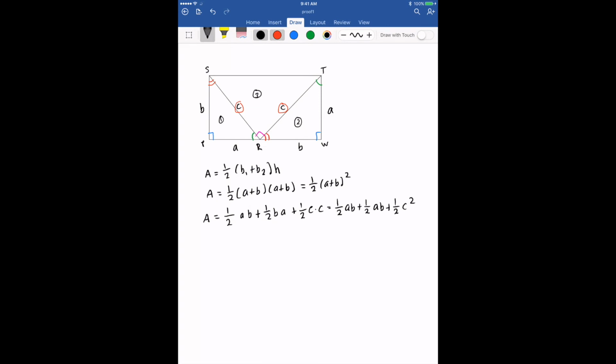Now, we can take out something in common between these two terms. We're going to take out an AB. It's going to leave us with 1/2 plus 1/2, plus 1/2 C squared, which is equal to AB. A half plus a half is just 1. So we're going to be left with AB plus 1/2 C squared. Now, we know that this area here is going to be equal to this area here. So we're going to set these two equal to each other.